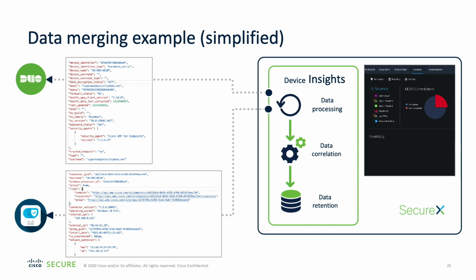In come device insights. So with this data, with this GUID, we send it to device insights, we process the data, we correlate it, we make a determination on if these are in fact the same asset, and we will merge the asset records together.